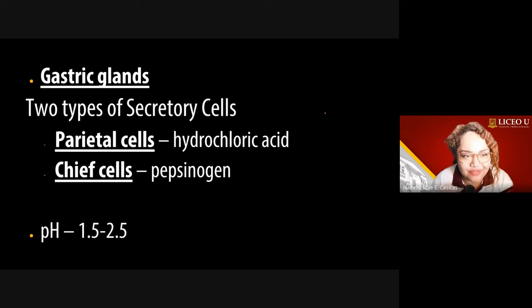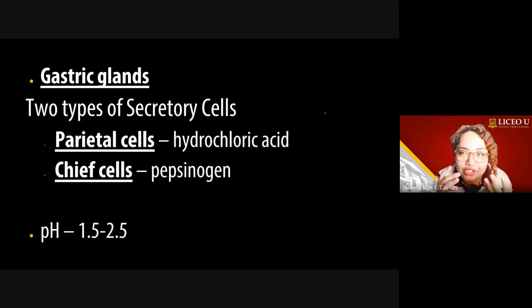Great insights, everyone. So, in your gastric gland, in your stomach, there are two types of secretory cells: your parietal cells and your chief cells. Your parietal cells are responsible for releasing hydrochloric acid. So if you suppress the parietal cells, they cannot release much hydrochloric acid. Your chief cells are important in secreting pepsinogens, on the other hand.